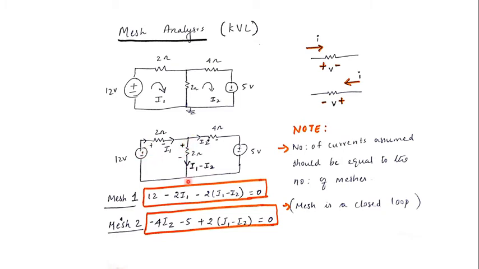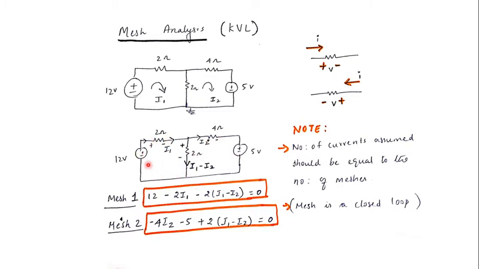Each mesh is a closed loop, so I'm going to do every closed loop. There are two meshes here, actually three: one here, the other one here, and the overall outer mesh. But for now I have only two variables, so I can choose any two meshes. Let's take these two meshes, which are commonly used. So let's take one and the other one here.